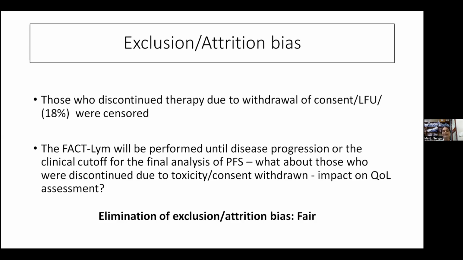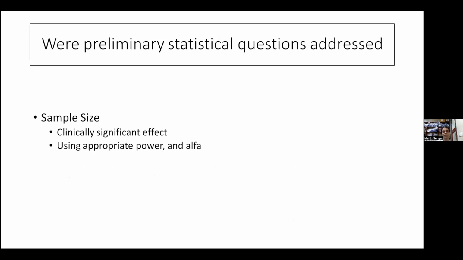At the end, since they performed intention to treat analysis, they gave a clear picture of who was excluded for what reasons, who went out of the study for what reasons. So therefore, it's fair to say that they had eliminated the exclusion and attrition bias quite well.